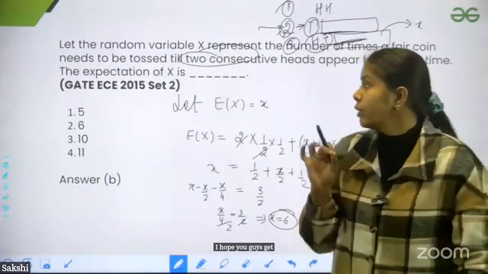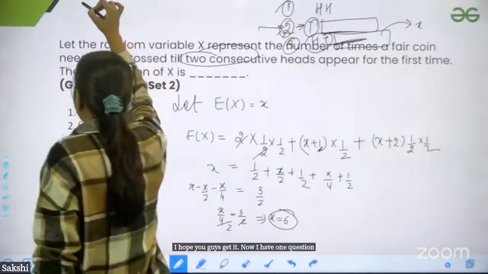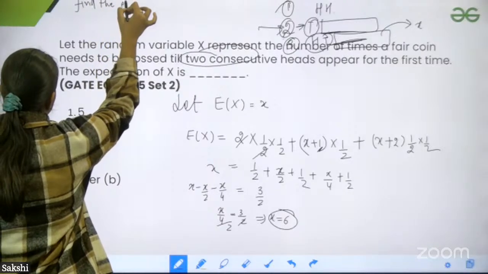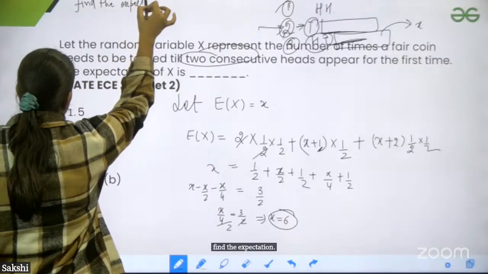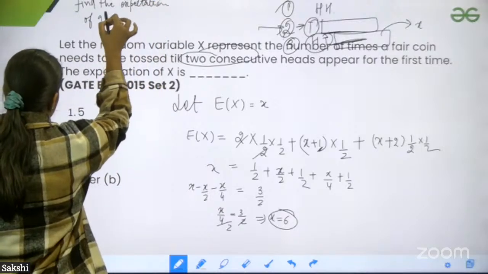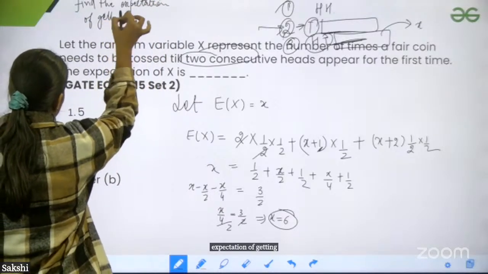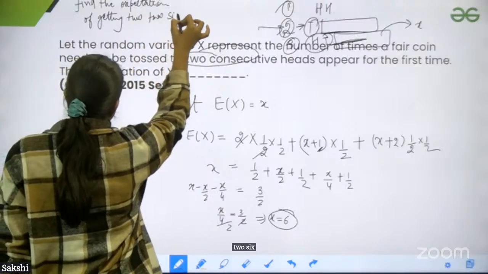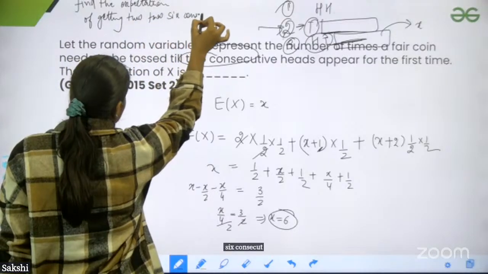Now I have one question for you: find the expectation of getting 6 consecutively.